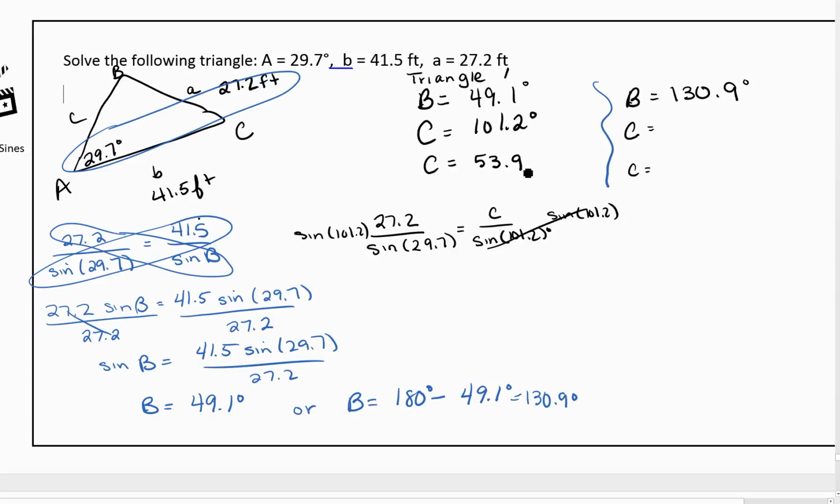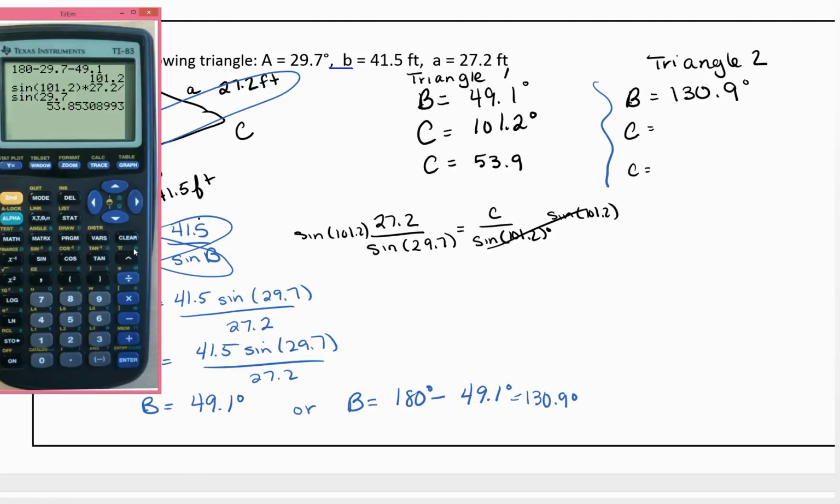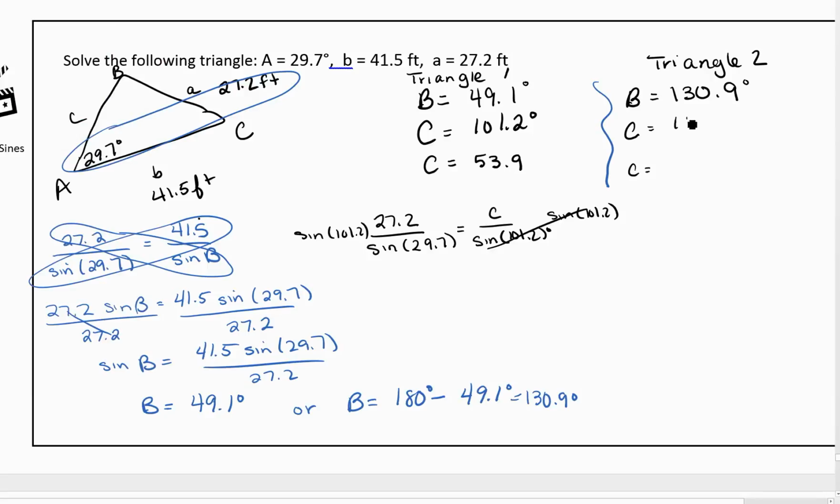Now, we're going to go back to using the information we were first given and using B of 130.9 to look for triangle 2. Okay, so to find big C, we'll do 180 minus the A we were given in the problem minus the 130.9. So 19.4 degrees.